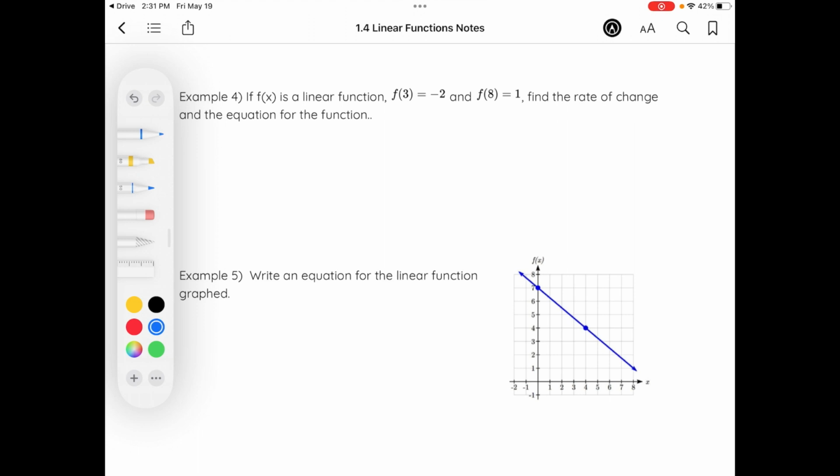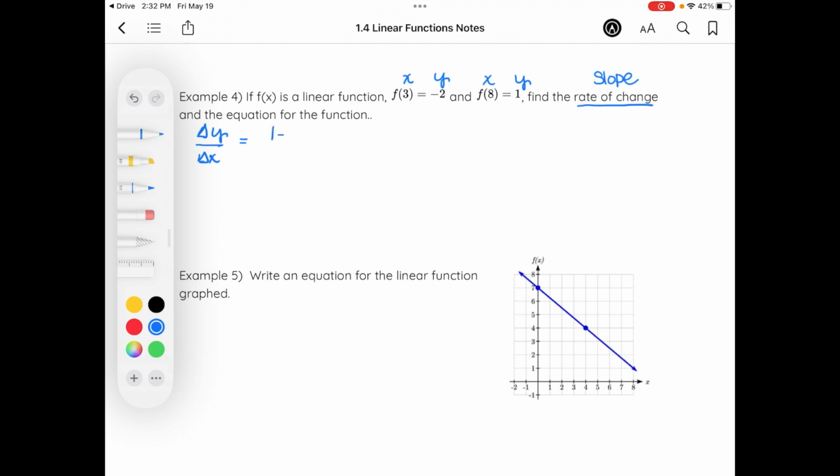An example: if f of x is a linear function, f of 3 is -2, and f of 8 is 1, find the rate of change and the equation for the function. So again, rate of change is just the same thing as slope. 3 is my x value, my output is -2, my input is 8, and my y value or my output is 1. So again, I'm looking for the change in my outputs over the change in my inputs, or change in y values over the change in x values to give me my slope.